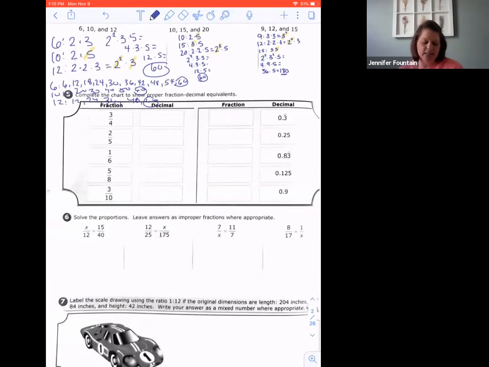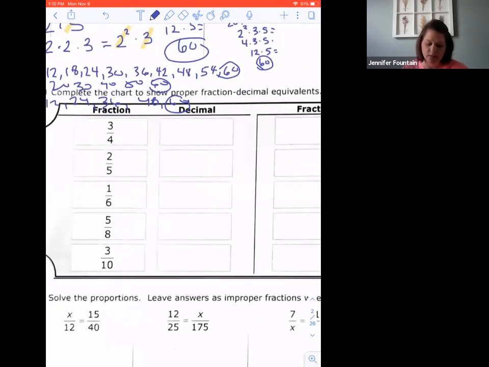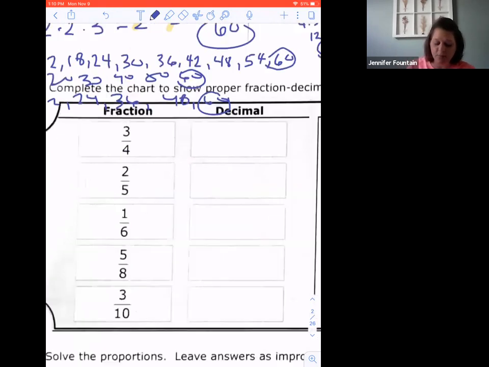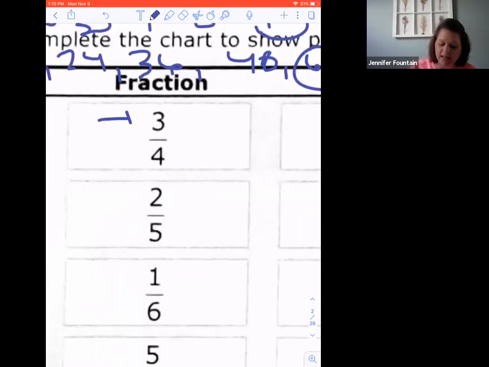Let's look at fractions to decimals, okay? Remember that when I have a fraction, that is also a division problem. I'm dividing my numerator by the denominator. So this is the same as 3 divided by 4.